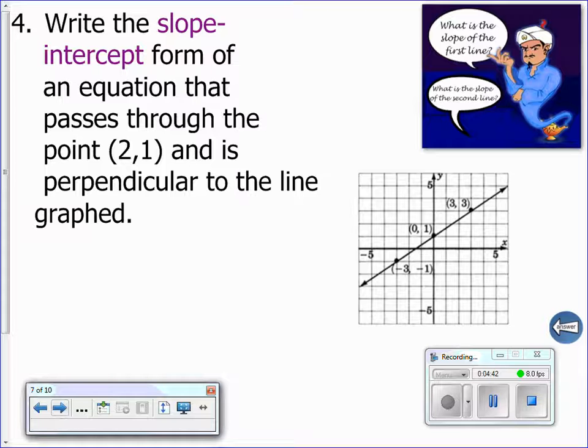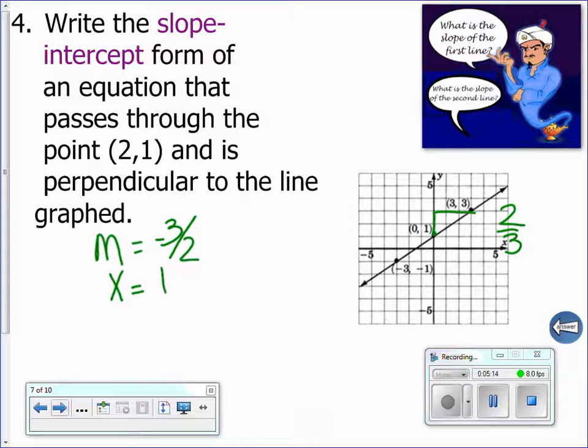Write the slope-intercept form of an equation that passes through 2, 1 and is perpendicular to the line graphed. So the first thing I have to do is figure out the slope of the line that's on the graph. I'm going to take 2 points, and I'm going to go up 2 and right 3. So my slope for this graph is 2/3. So the slope for my graph that's perpendicular is going to be -3/2. And then my x is 2 and y equals 1.